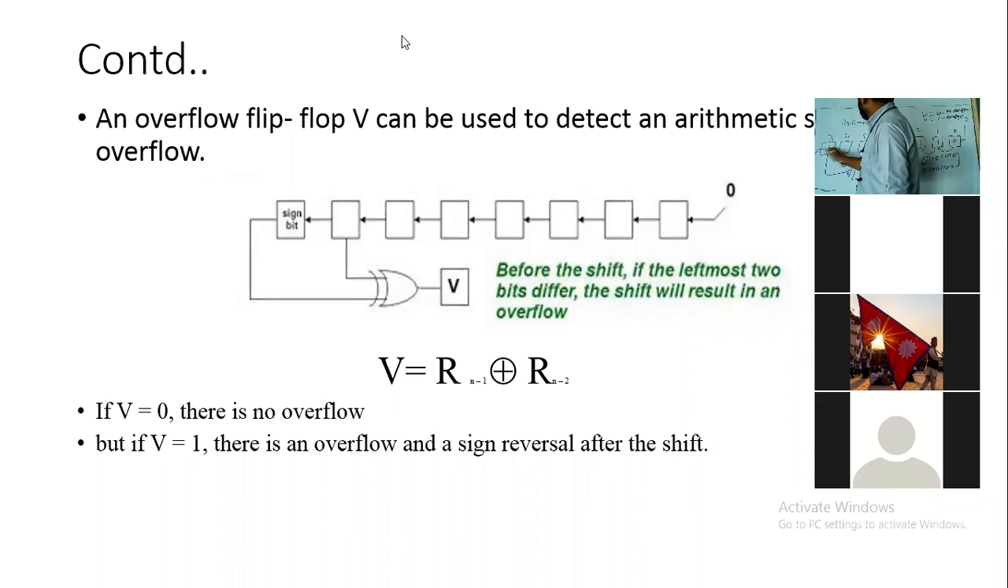If it is 1, if it is 0, firstly the number is negative. After performing left shift, if it is 0, it is a positive number. Then we also need a sign reversal.